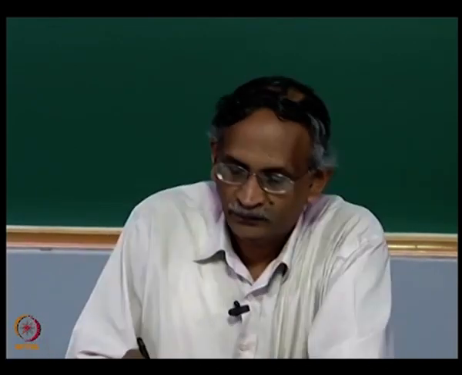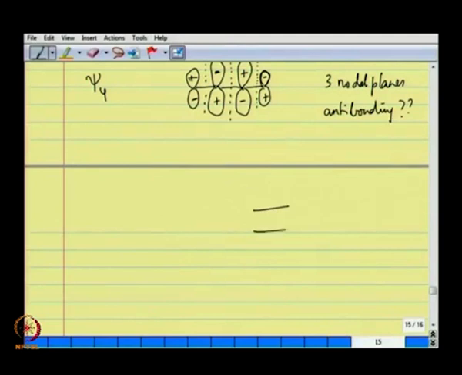So you can see that psi 1, psi 2, psi 3 are, I think I have already done that before, so let me not repeat that here, okay. Now there is one other thing before we move on to the cyclic system, namely what is the charge density on each of the carbon?